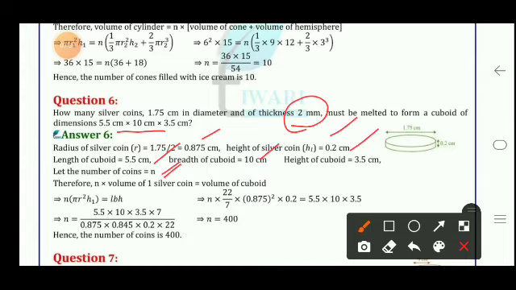So we have n equal to, by cross multiplication, 22/7. First we put the values, then we cross multiply, and on solving we get n equal to 400. It means the number of coins is 400. So 400 silver coins are required to make a cuboid with the given dimensions.